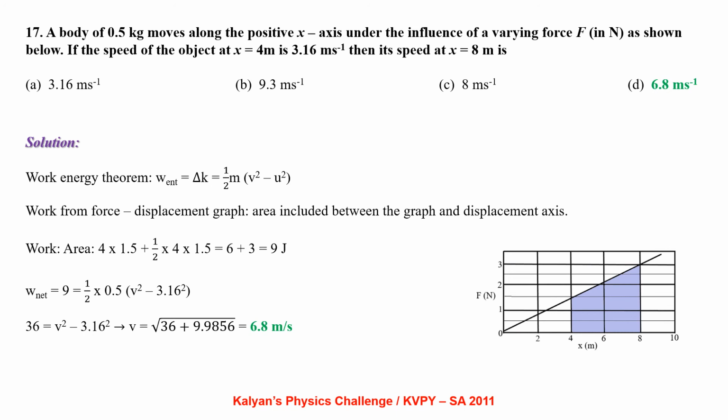Applying work energy theorem, W net equal to delta K, that is half m of v square minus u square. We can find work done from force displacement graph by finding the area included between the graph and the displacement axis. You can see the diagram. The shaded portion is the amount of work done. The area of the shaded portion can be written as 4 into 1.5, that is for the rectangle, plus half of 4 into 1.5, that is the right angle triangle, which is effectively 9 joule. W net equal to 9 equal to half into 0.5 into v square minus 3.16 whole square. Simplifying the expression, we get v equal to 6.8 meter per second.